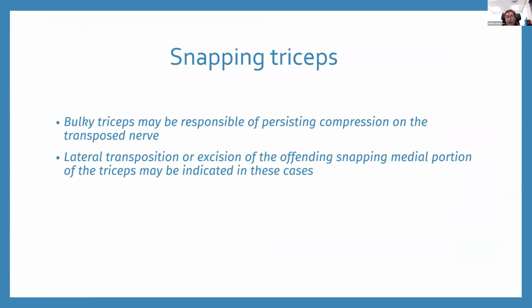In case of a snapping triceps, which is a situation that I happen to find in very few cases and not in the small group of patients that I have reviewed for this webinar, it is suggested that you should also perform a lateral transposition or excision of the offending snapping medial portion of the triceps. And Robert Spinner, for instance, specifically highlights that this might be a situation that favors the failure of your outcome if you do not also apply this step.